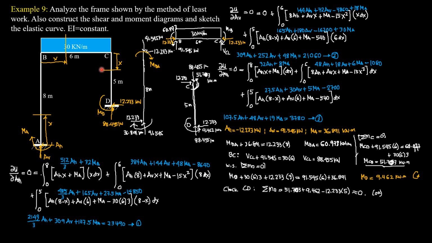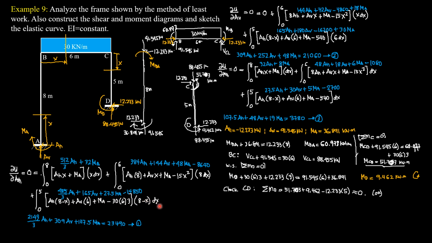Then finally, in this section here, the moment is AH times 8 minus x, plus the moment of AV, which is just AV times 6, vertical, then moment arm horizontal, plus MA, then minus the moment of this loading, 30 times 6 times 3. Then the derivative of this moment equation with respect to AH is 8 minus x times dx.